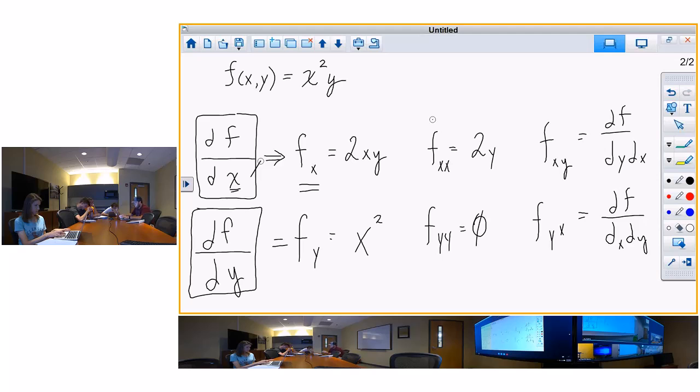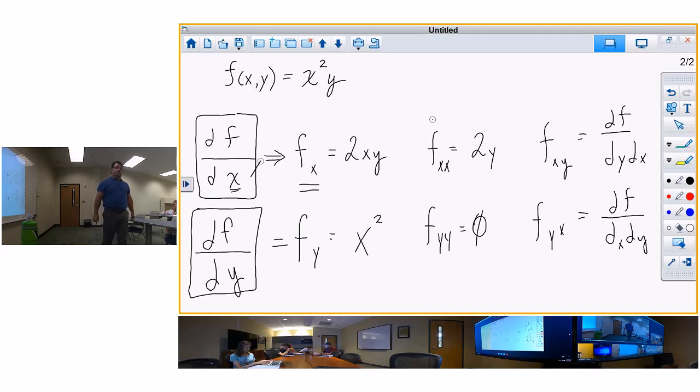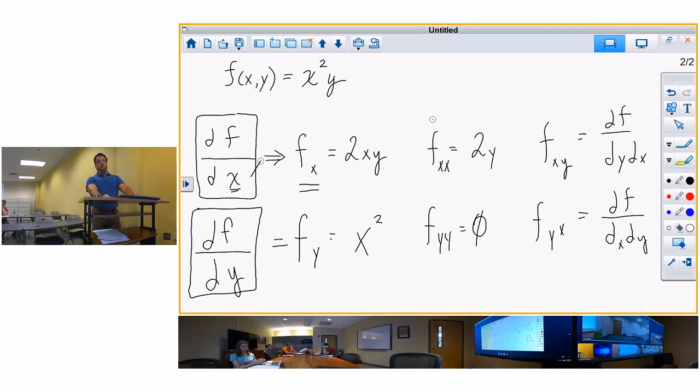Now I'm going to erase those, but you need to write them down. And yes, they're always backwards. On xy, it's going to be partial derivative of y, partial derivative of x. On yx, it's going to be partial derivative of x, partial derivative of y.